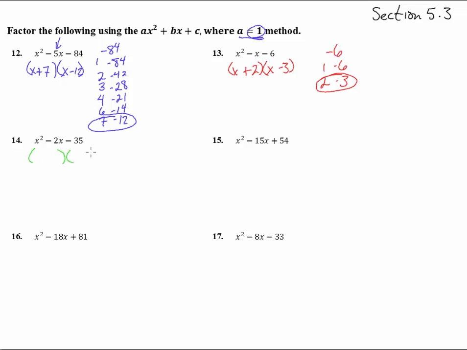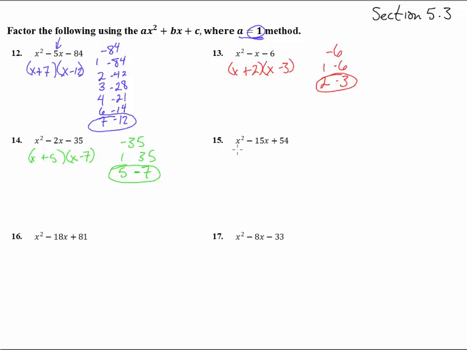We have x and x. We're trying to multiply to a negative 35. That's going to be a 1 and a 35, or a 5 and a 7. That's all we got. To add up to a negative 2, it looks like we need a negative 7 and a positive 5. And that multiplies to negative 35 and adds to negative 2. So let's put that in. X plus 5, x minus 7. And there we go.